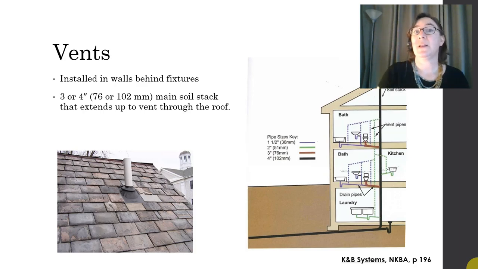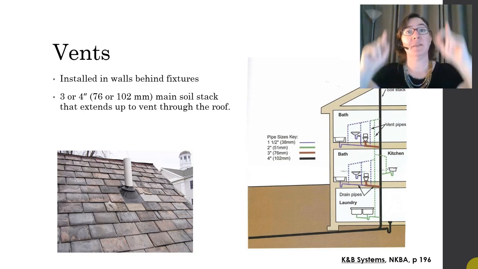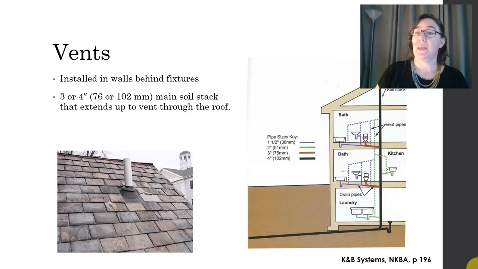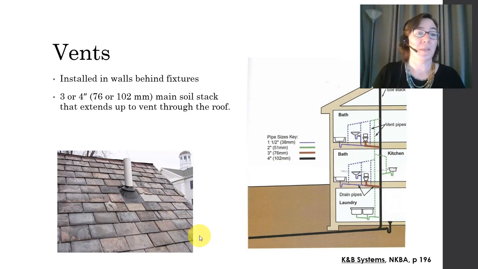The vent pipes are typically installed in the walls behind the fixtures, and then they connect to that main soil stack and extend up to vent through the roof. In this diagram, here they are in dashed lines, and then they connect to that soil stack and vent up through the roof. You've probably seen these and didn't necessarily know what they are. They look roughly like this on your residential roof.